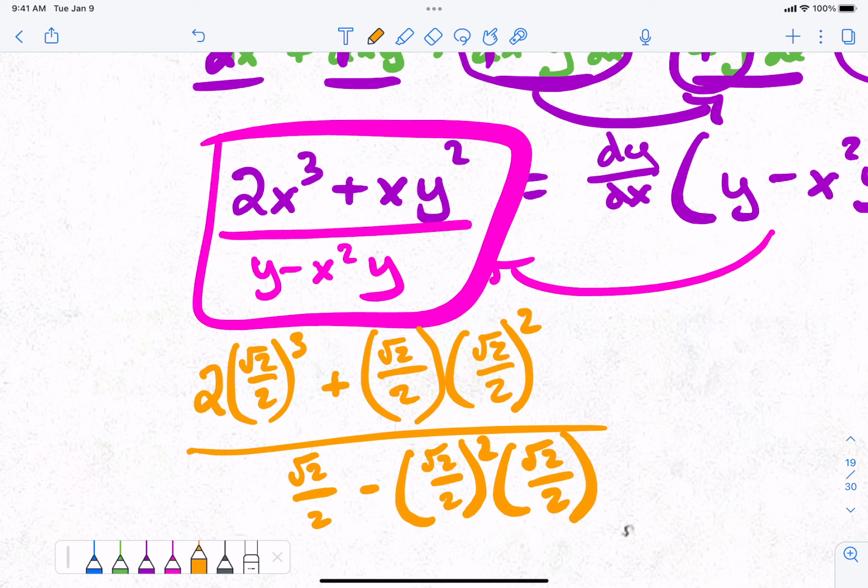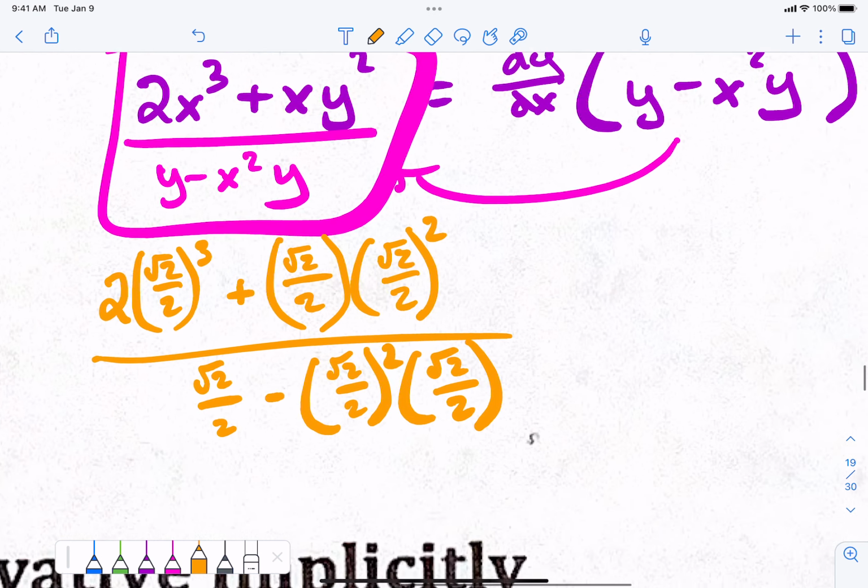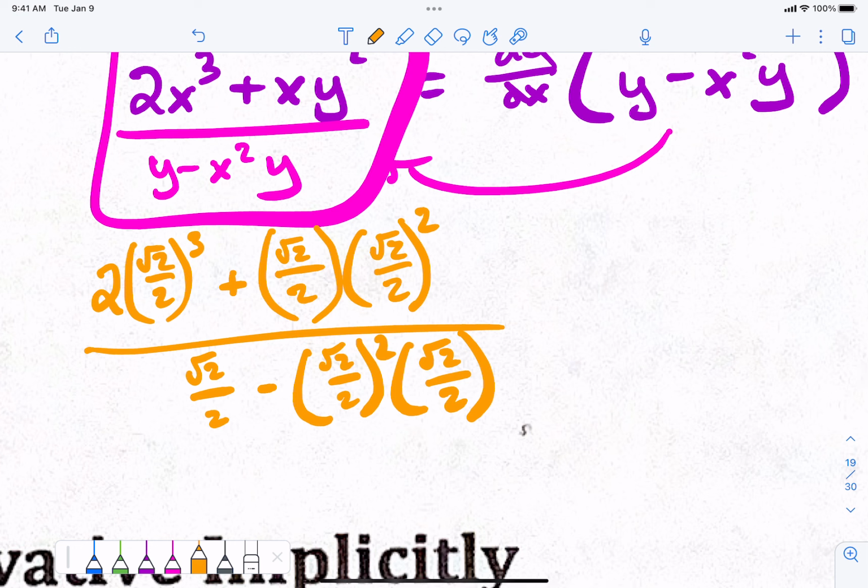What are we going to use this for? I don't know. How do we want to do this?